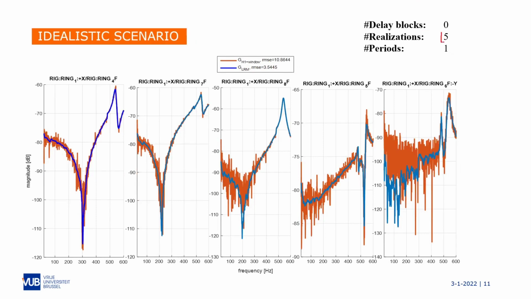Okay, so let's see an ideal scenario. This means that we have 5 independent realizations and 1 period. So officially, we have as many random realizations as inputs, so we can solve this problem easily. And still, I do not skip any blocks at the beginning. So this means that we also have transient in this data. Again, orange shows you the frequency response function estimates for the H1 windowed case with approximately 11% error, and the blue shows the proposed method with approximately 3.5% error.